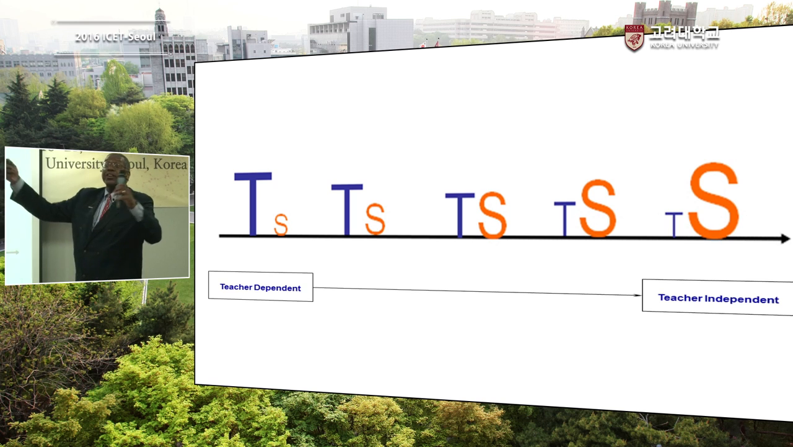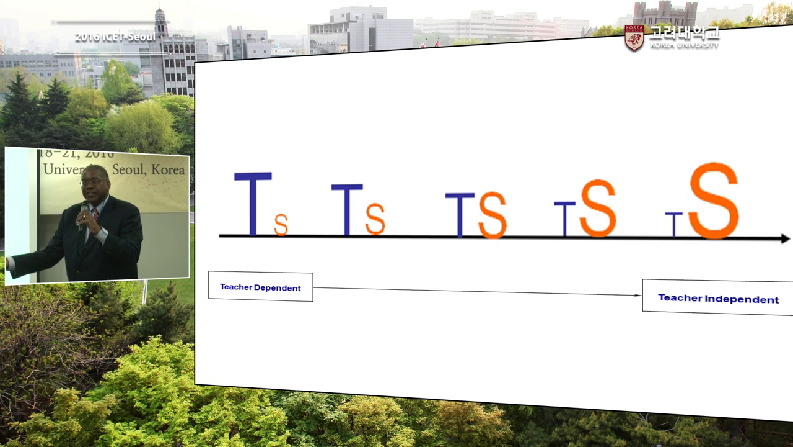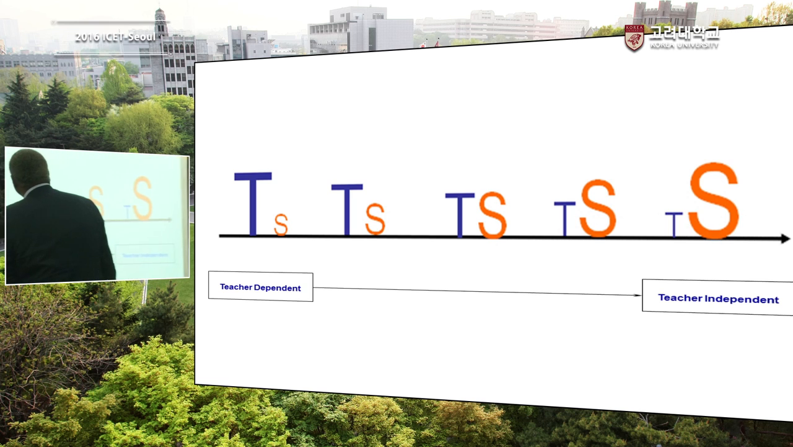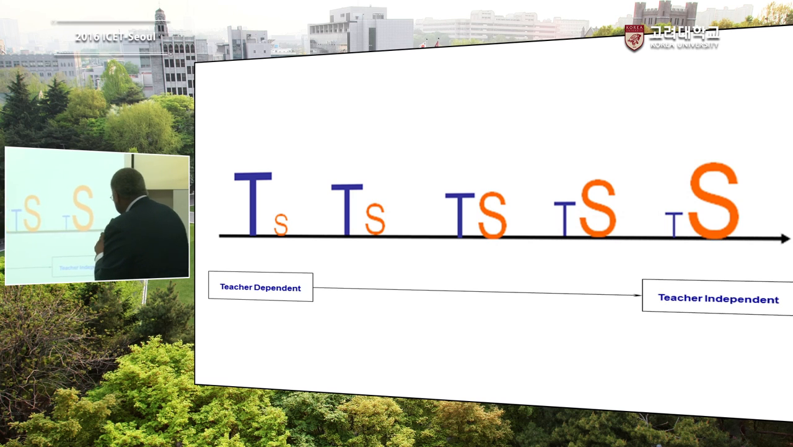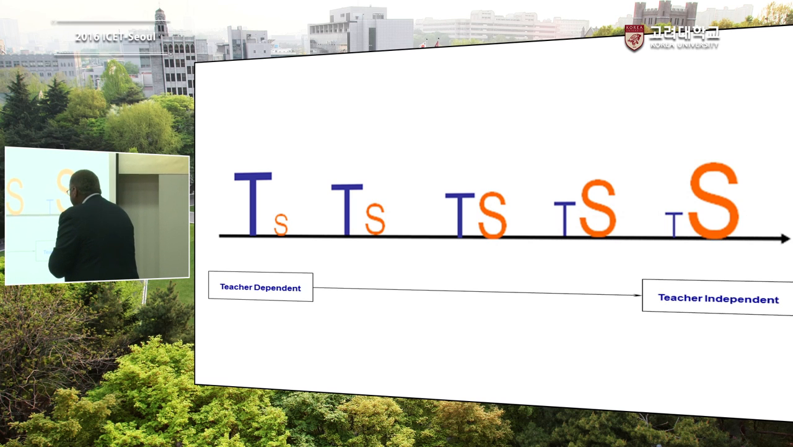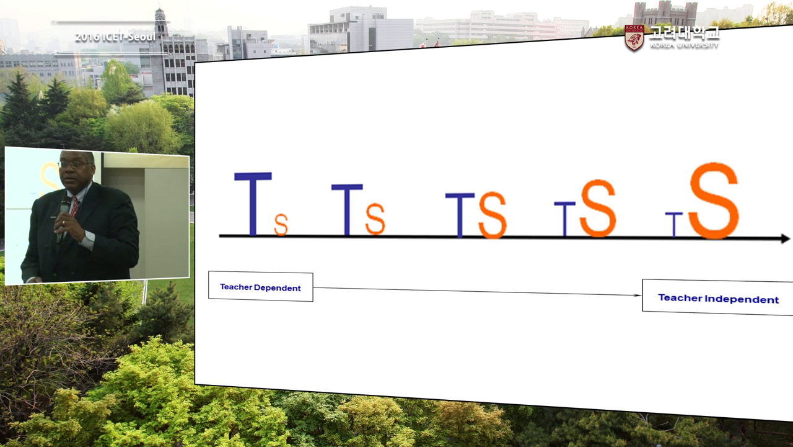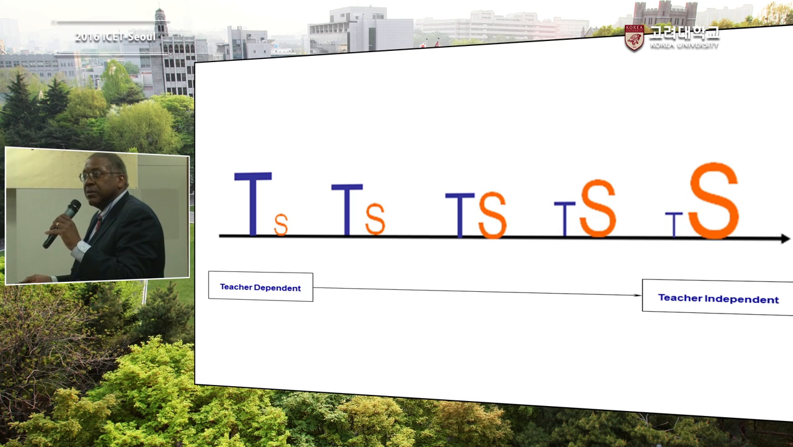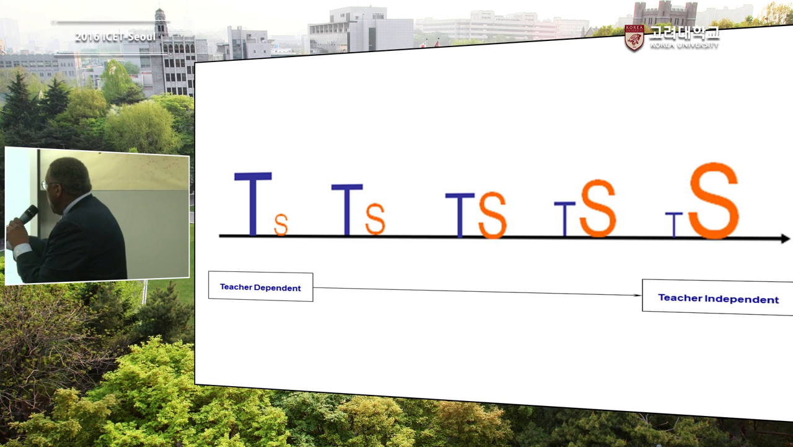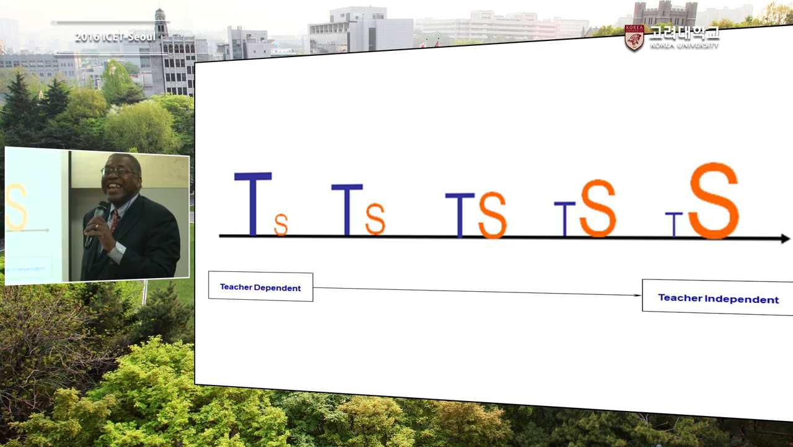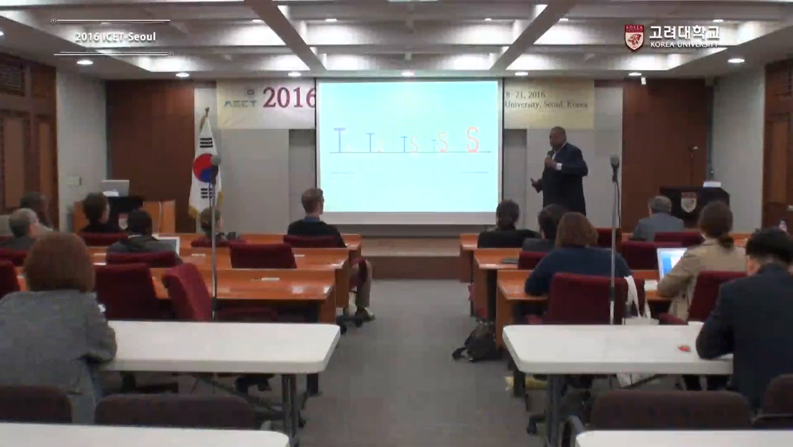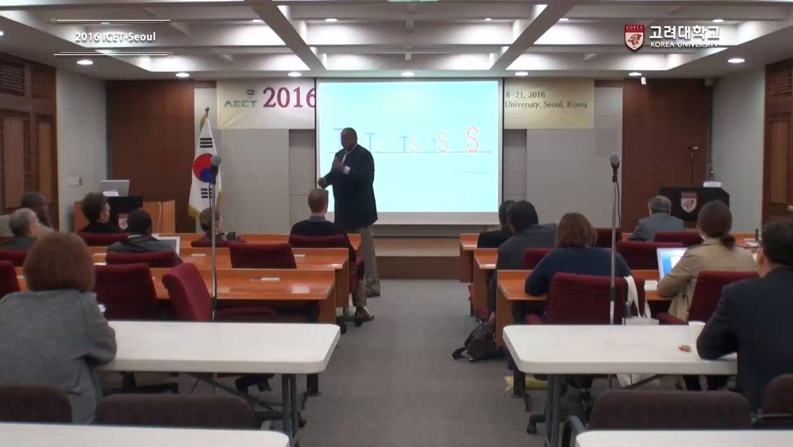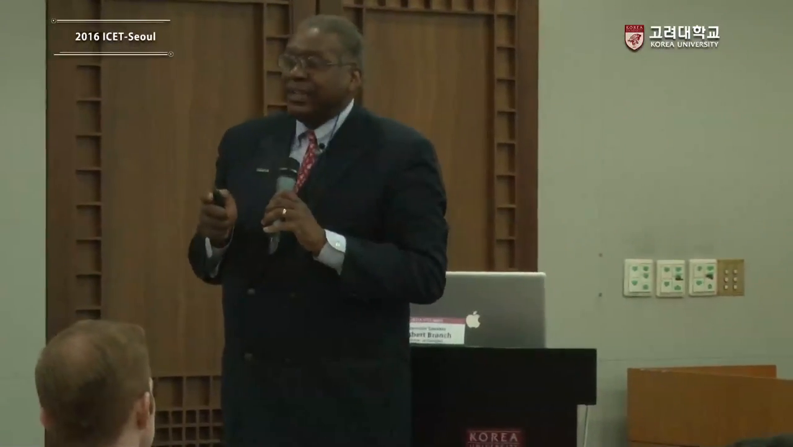T is for the teacher. S, student. Oh, very good. What's happening here? There's an arrow, not a trivial piece of information here. Not here, but here. This diagram, if read properly, is suggesting a process where in the beginning there's a lot more teacher presence, but by the time you get to the end of the unit, the end of the course, the end of the degree, whatever your economy of scale is, when you get to the end, it ought to be more about the student than the teacher.